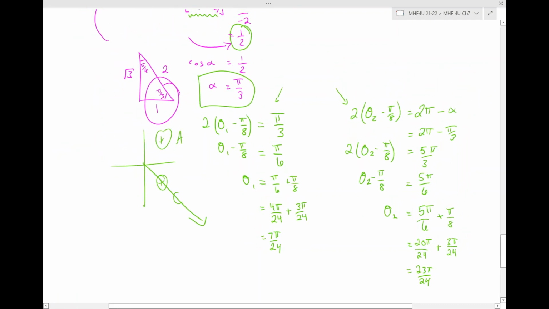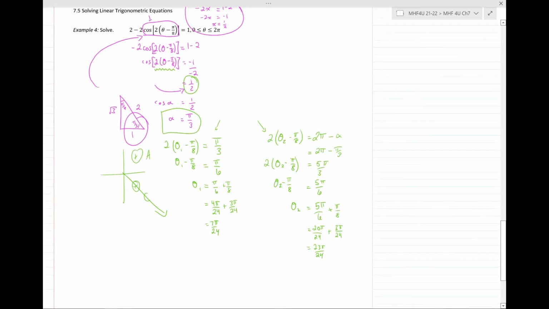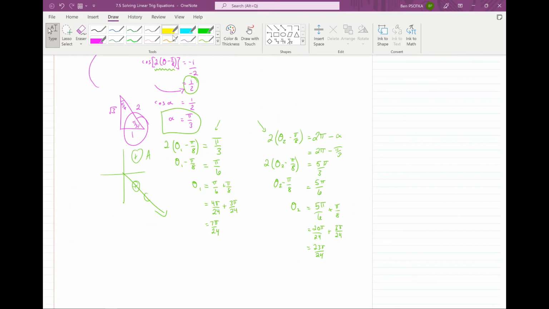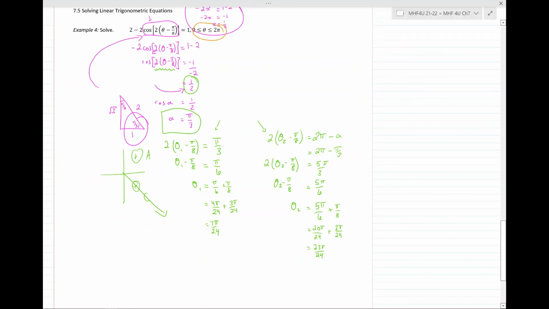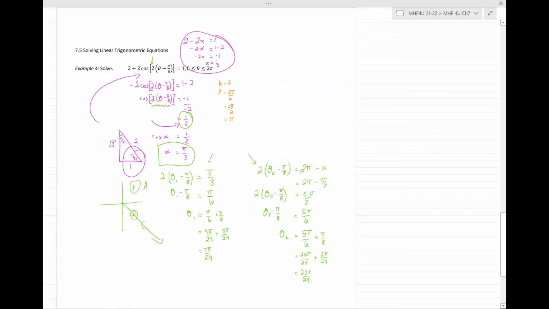Well, that's great. And I need to compare that to the period that I'm working with, and this is why I've given us so much space to solve these problems. The domain I'm working with is between 0 and 2 pi. But the period, if I double check my k value over here, k is equal to 2. If k equals 2, then my period, call it capital P, is equal to 2 pi over k, and that is 2 pi over 2, which is pi. So that means I've only considered one of my periods with these two solutions. I need to consider one more period.